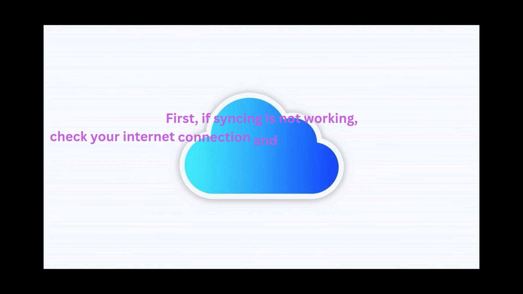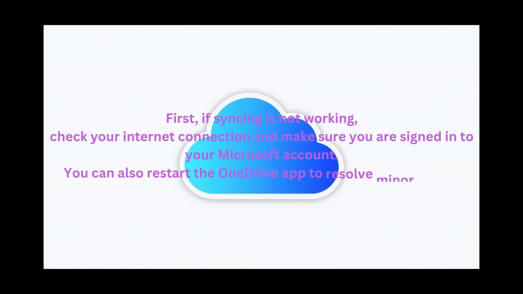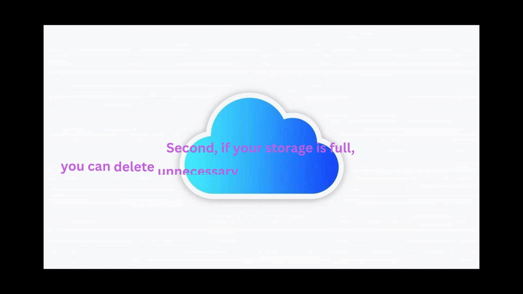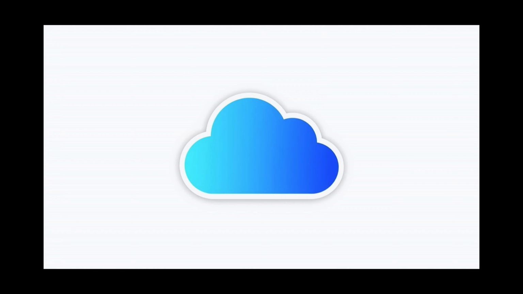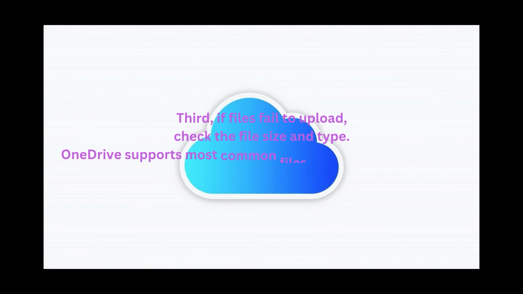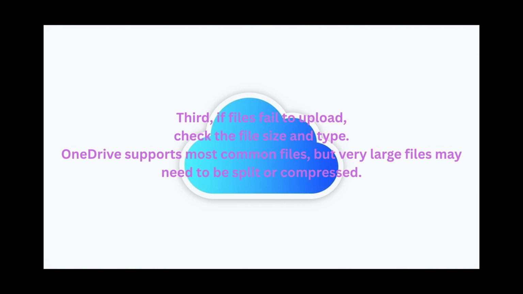First, if syncing is not working, check your internet connection and make sure you are signed into your Microsoft account. You can also restart the OneDrive app to resolve minor issues. Second, if your storage is full, you can delete unnecessary files or upgrade to a larger storage plan. Third, if your files fail to upload, check your file size and type. OneDrive supports most common files, but very large files may need to be split or compressed.